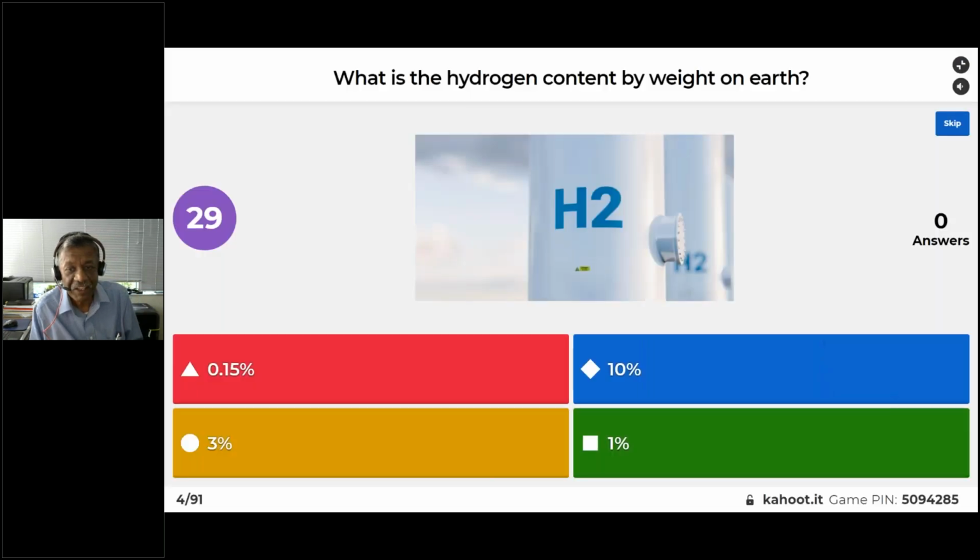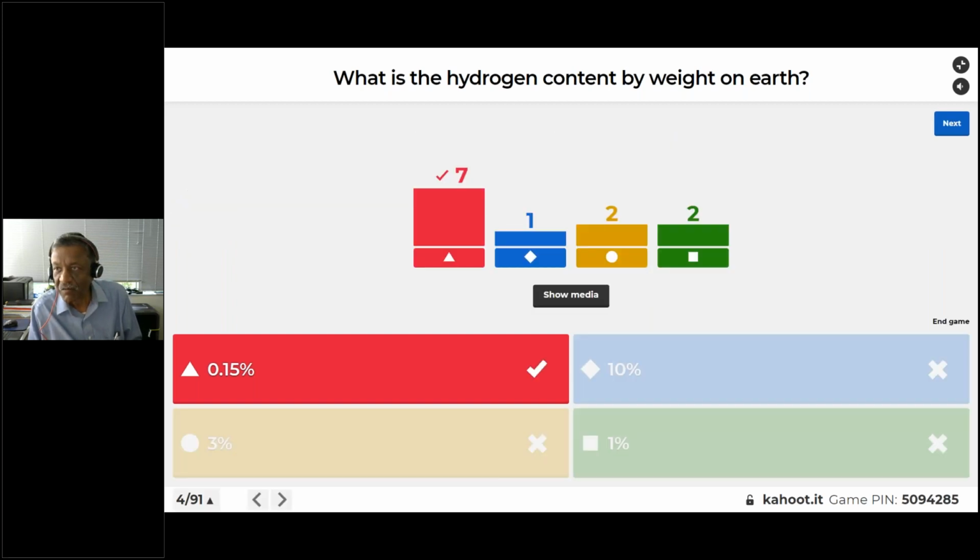What is the hydrogen content by weight on this Earth? How much hydrogen is present? Everybody is talking about hydrogen, so I want to see how much hydrogen is really present in our Earth. Is it 10%, 1%, 3%, or 0.15%? Most of you got it correct. We have only 0.15% of hydrogen by weight. And as you see all the time, we are talking about the hydrogen economy, about using hydrogen to power our entire world. Hydrogen has suddenly become like a blue-eyed element, or blue-eyed gas. Everybody is talking about hydrogen, but hydrogen is very rare, actually.